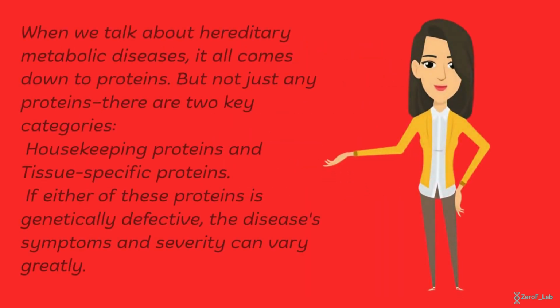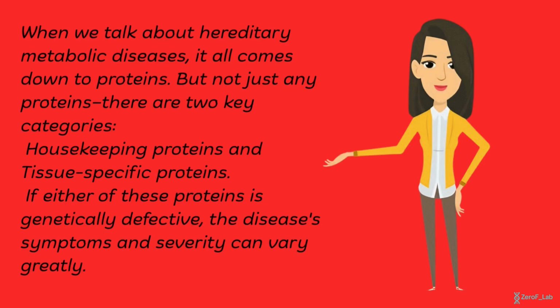When we talk about hereditary metabolic diseases, it all comes down to proteins, but not just any proteins. There are two key categories: housekeeping proteins and tissue-specific proteins. If either of these proteins is genetically defective, the disease's symptoms and severity can vary greatly.